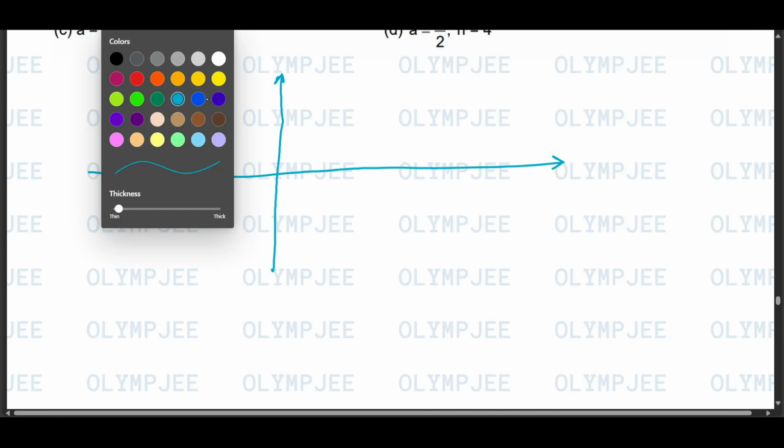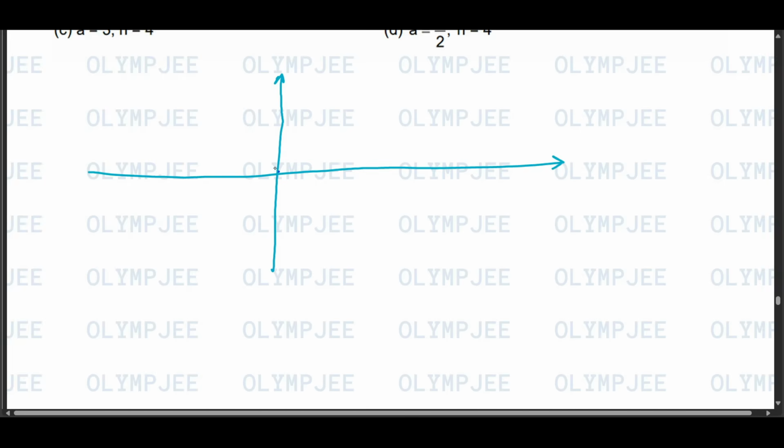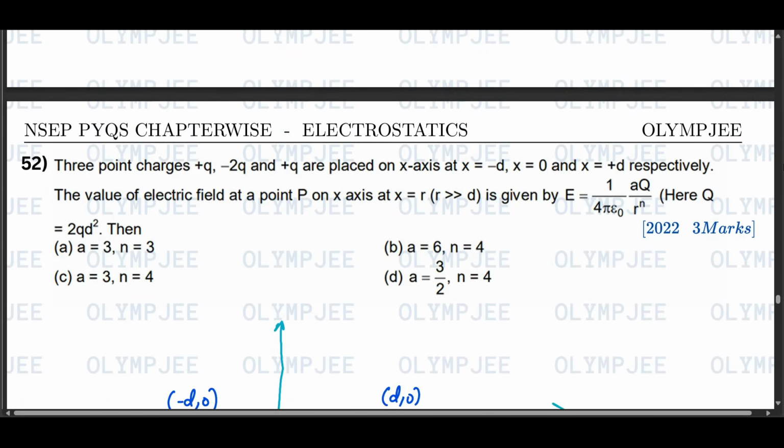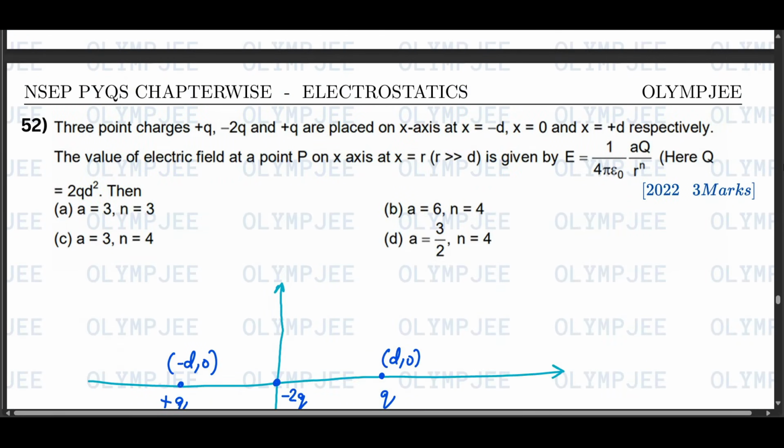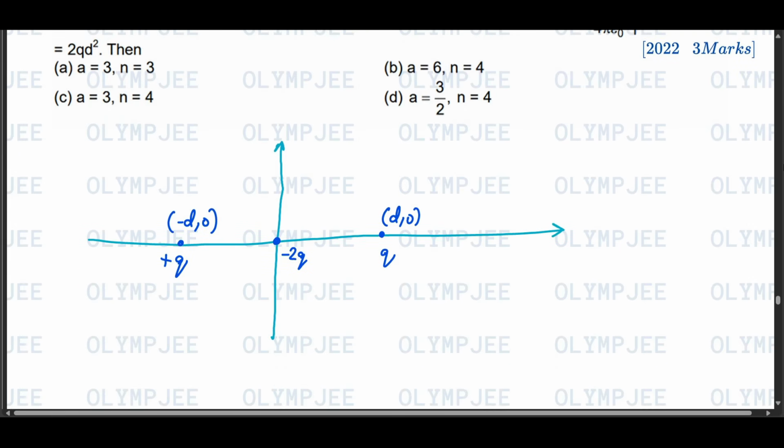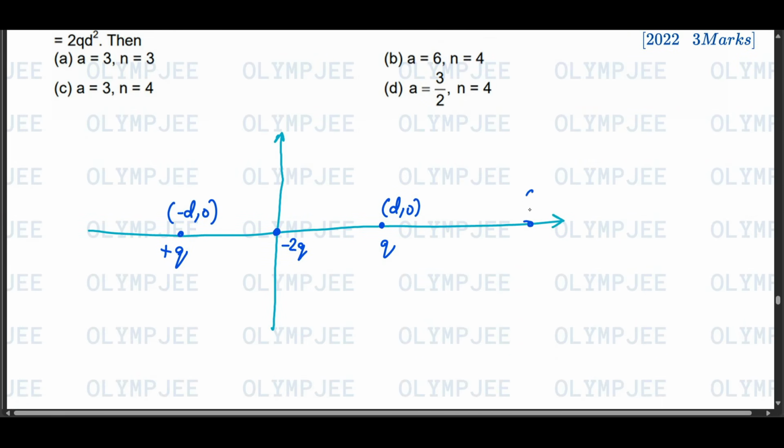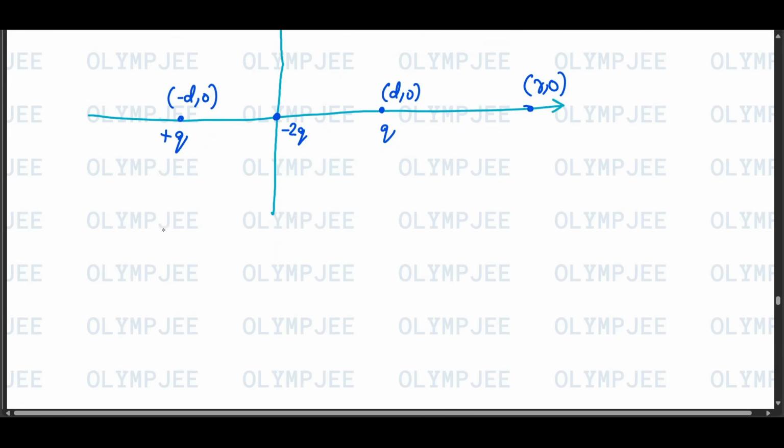So the situation is something like this. Minus 2q is at center, q is at d comma 0, and q is at minus d comma 0. And they are asking for electric field at a point P on x-axis at x is equal to r, greater than d. So let us take this as the point. So the field here can be written as, this distance will be r minus d.